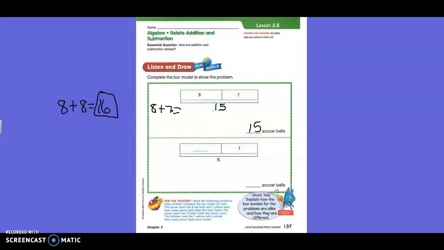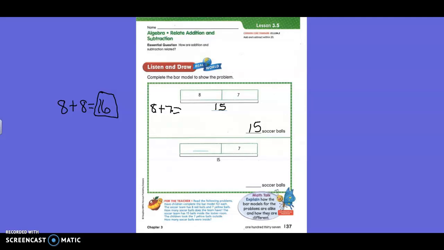Now we're going to do a subtraction problem that is related to that addition problem. Okay? The soccer team has 15 balls inside the locker room. The children took 7 yellow balls outside. How many soccer balls were inside?